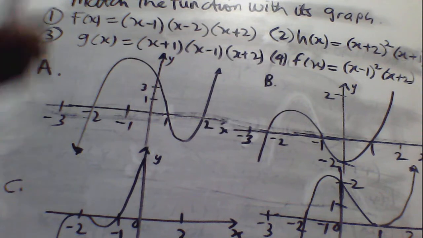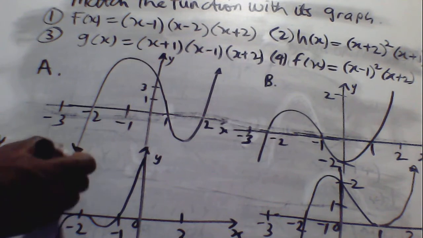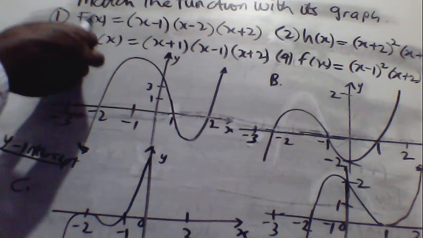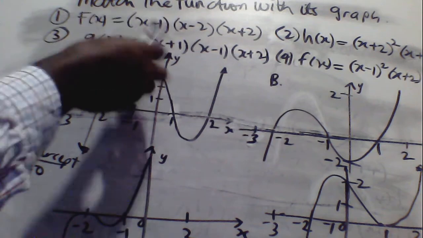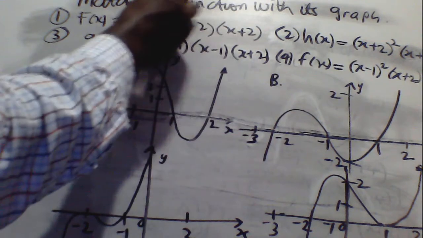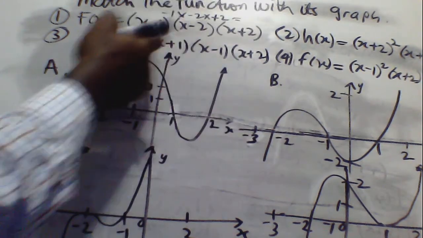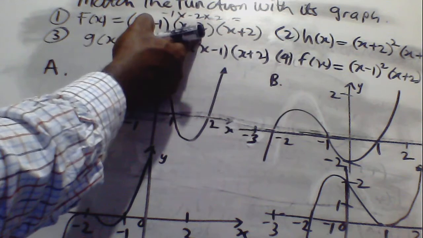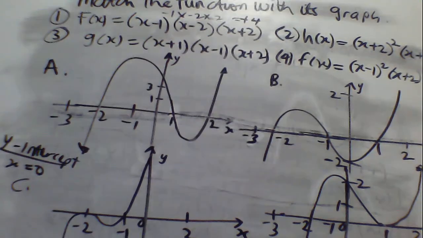To find the y-intercept of the graph, so what can we do? We are in number 1. To find the y-intercept of the graph, put x equals to 0. Or multiply the constants: minus 1, minus 2, plus 2. Minus 1 times minus 2 gives plus 2. Plus 2 times plus 2 will give us plus 4. So look for a graph that has plus 4 as y-intercept.